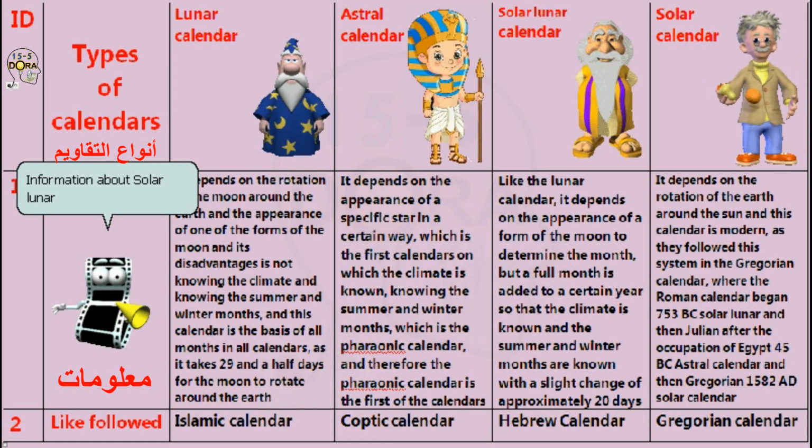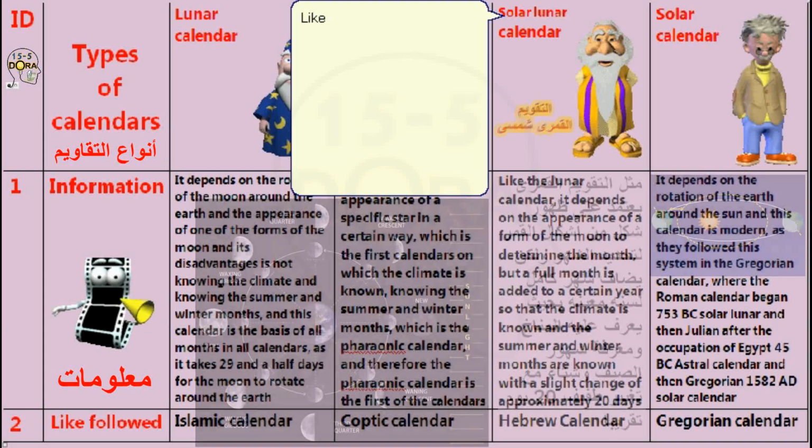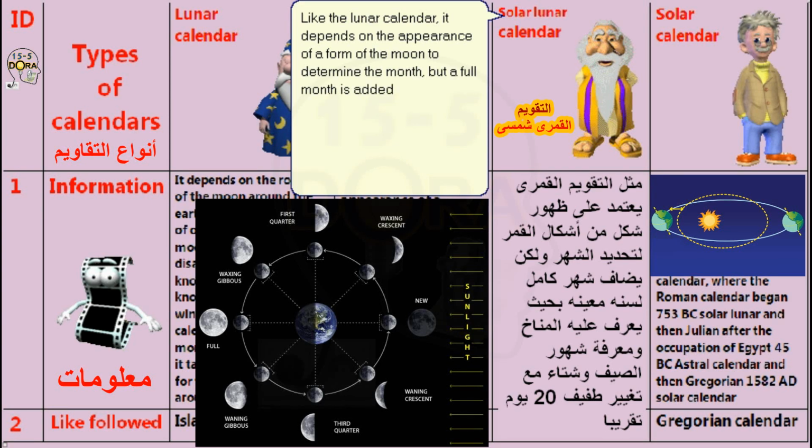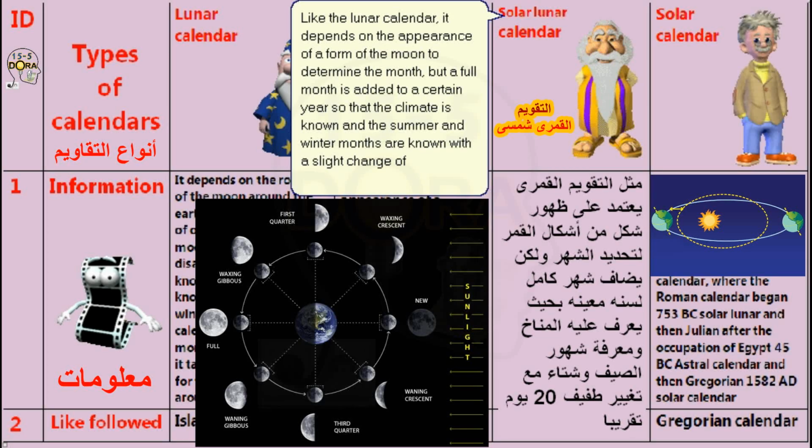Information about the solar lunar calendar. Like the lunar calendar, it depends on the appearance of a form of the moon to determine the month, but a full month is added to a certain year so that the climate is known and the summer and winter months are known, with a slight change of approximately 20 days.